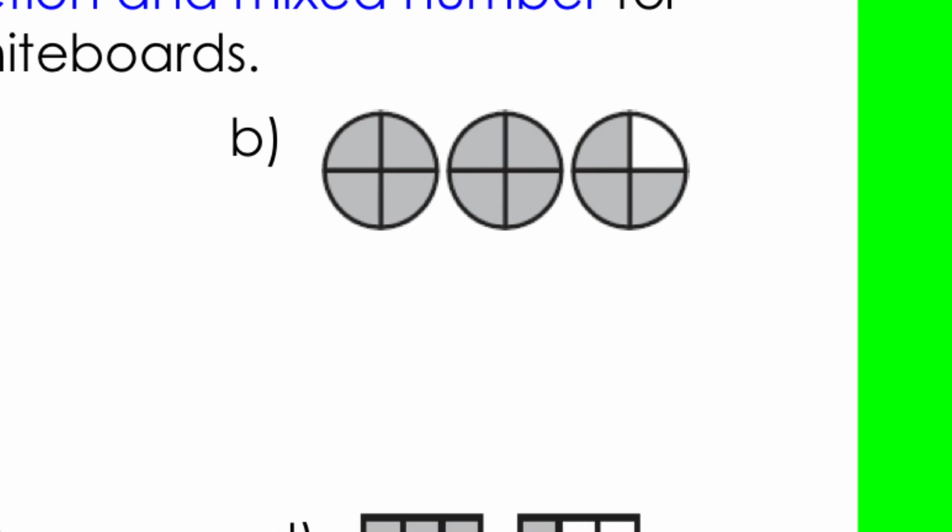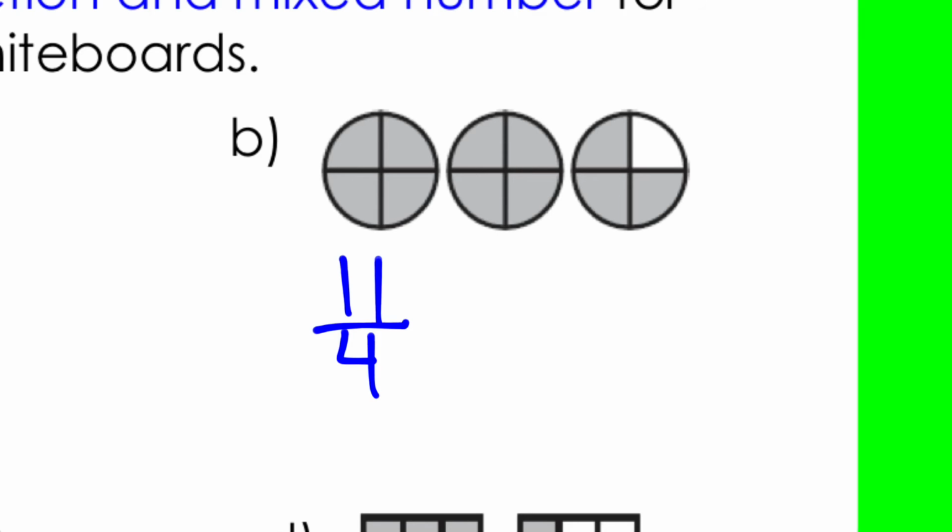Letter B. Again, to determine the improper fraction, count the number of parts the picture is divided into. Each part of the picture is divided into 4 parts, or quarters. 1, 2, 3, 4, 5, 6, 7, 8, 9, 10, 11, 12 of them. But 4 parts each, so it's divided into fourths. And how many parts are shaded? Well, 4, 8, and 11. So 11 over 4.